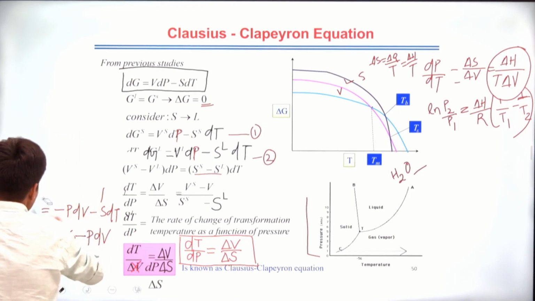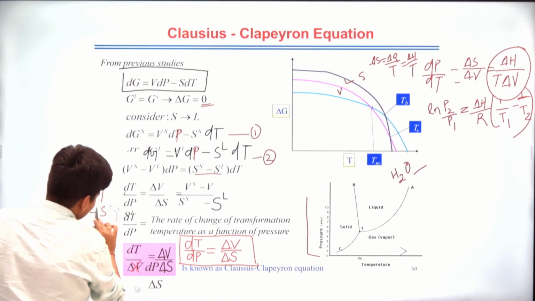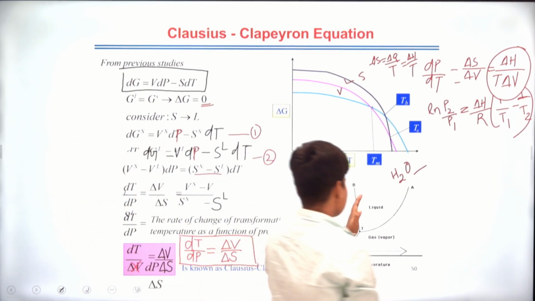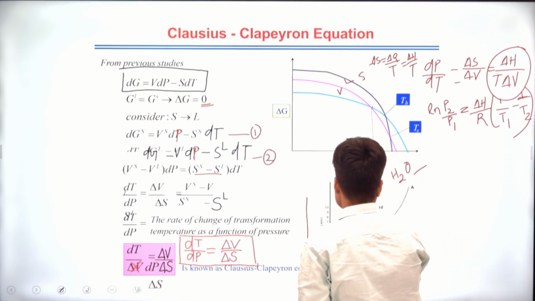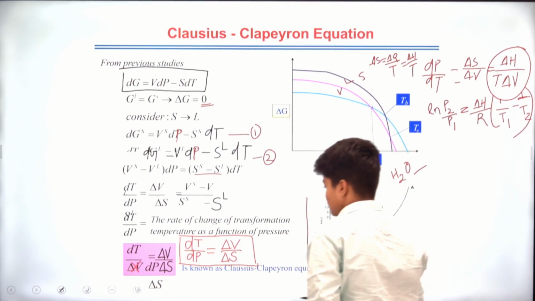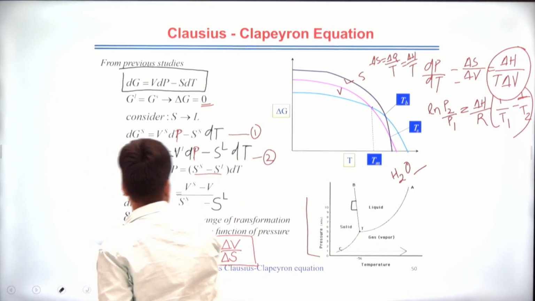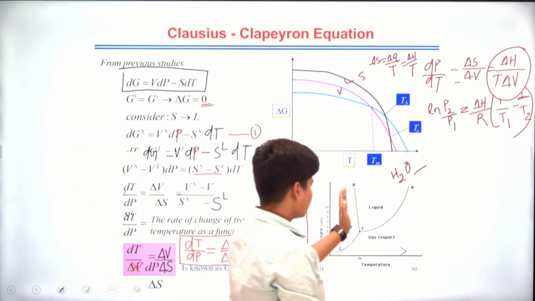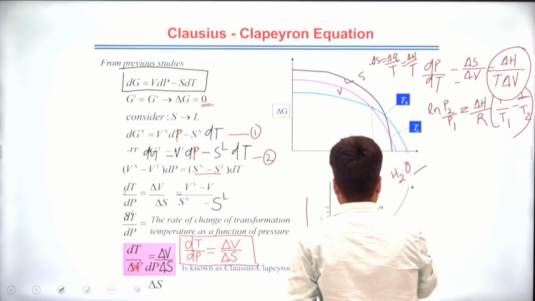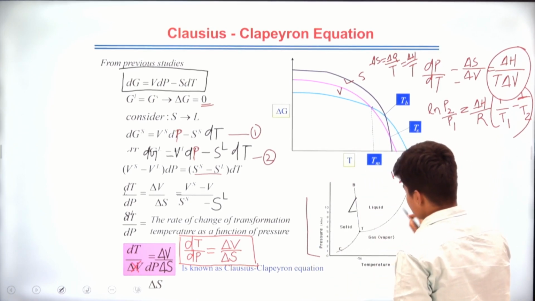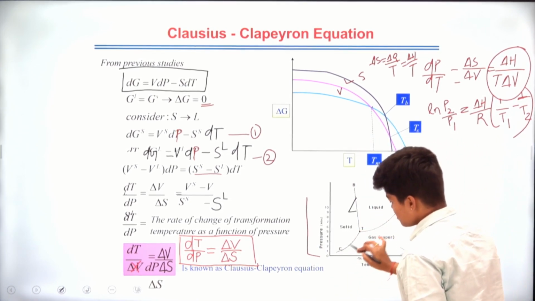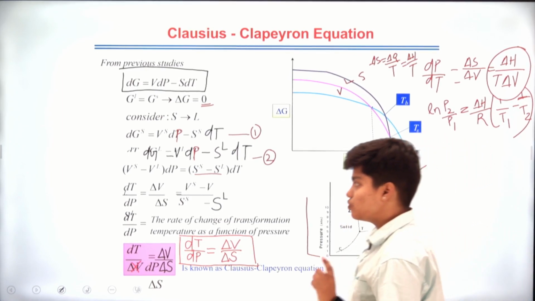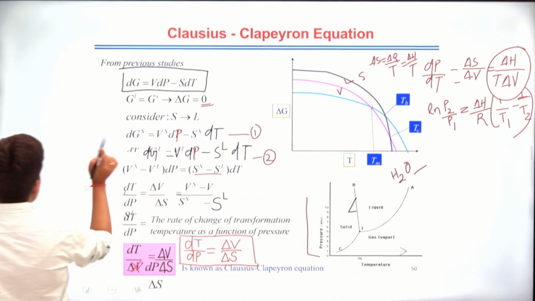Why is it negative? We can see, if you are taking the slope as delta y by delta x, and this line is inclined like this, then the slope for solid to liquid will be negative. Again, for liquid to gas, the slope is positive. Solid to gas, slope is positive. But for solid to liquid, the transition slope is negative. Why is it negative? We can derive it like this.